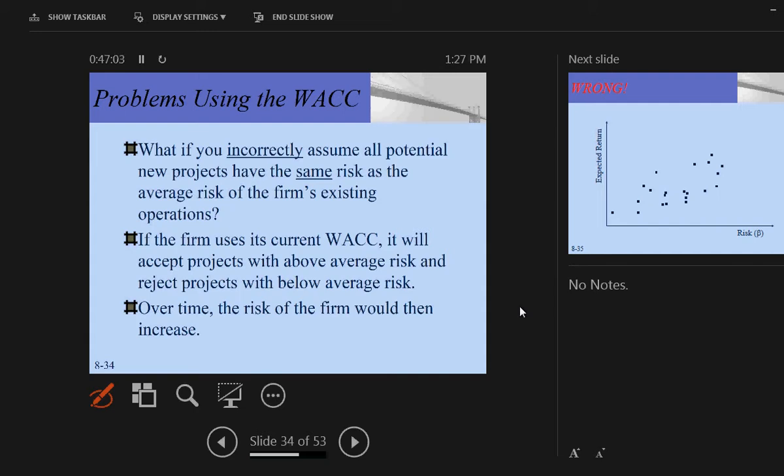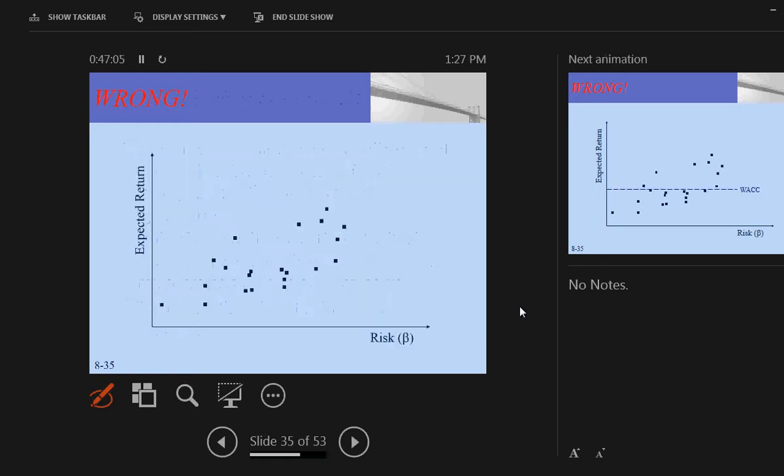Just to highlight this, let's look at this scatter plot here. In this scatter plot, I'm showing you the expected return of different projects versus the risk associated with the projects, which we can measure in beta, right? Now this should be reminiscent of what? Of the security characteristic line, right? Where we have the return versus risk, beta. So it's basically the same idea.